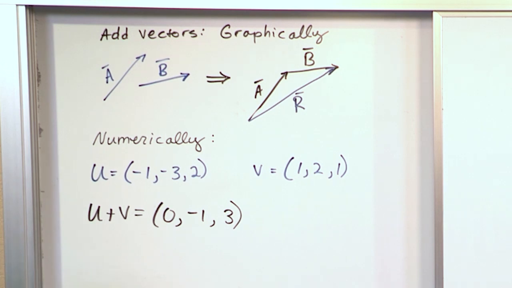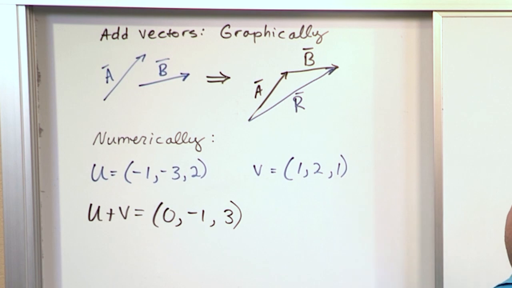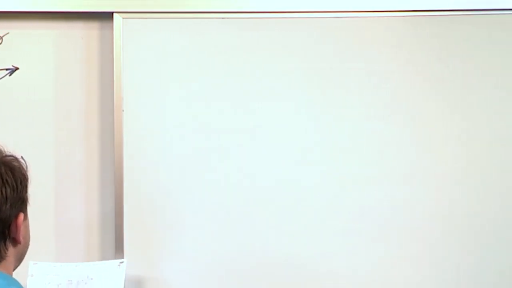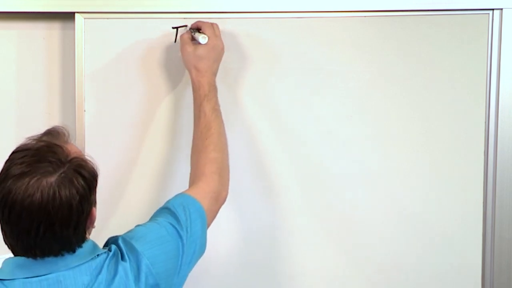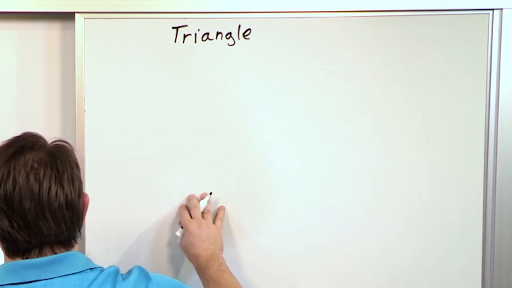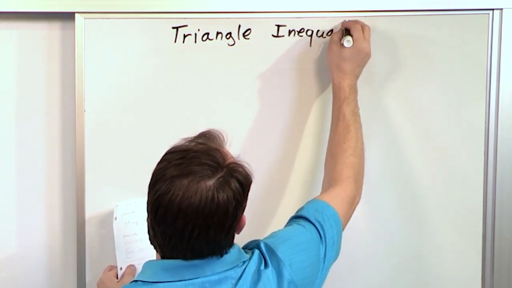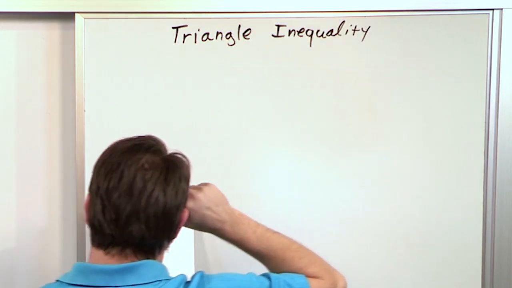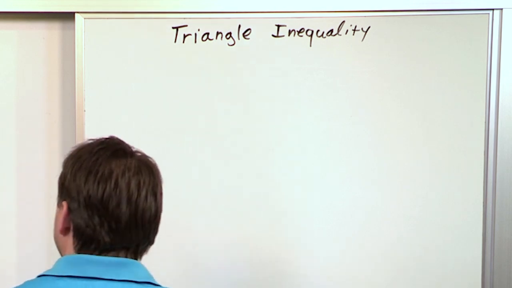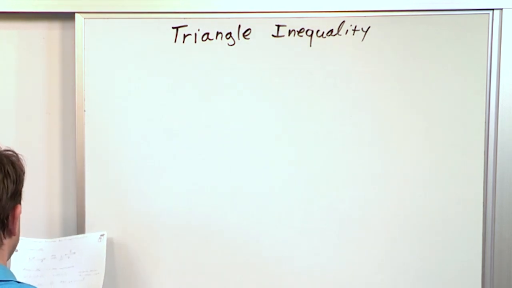All right, and now that we've reviewed how to add vectors, I want to talk about something called the triangle inequality. The triangle inequality. And in order to do that, you know what I'm going to do is redraw a picture that I have on the board here.